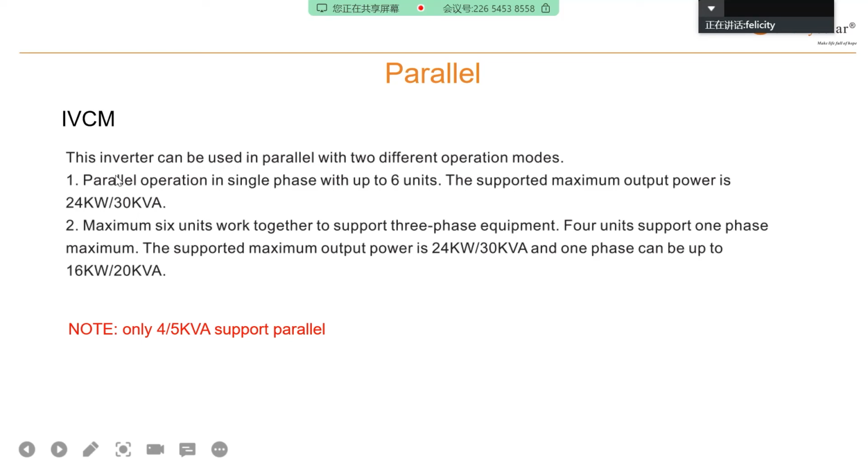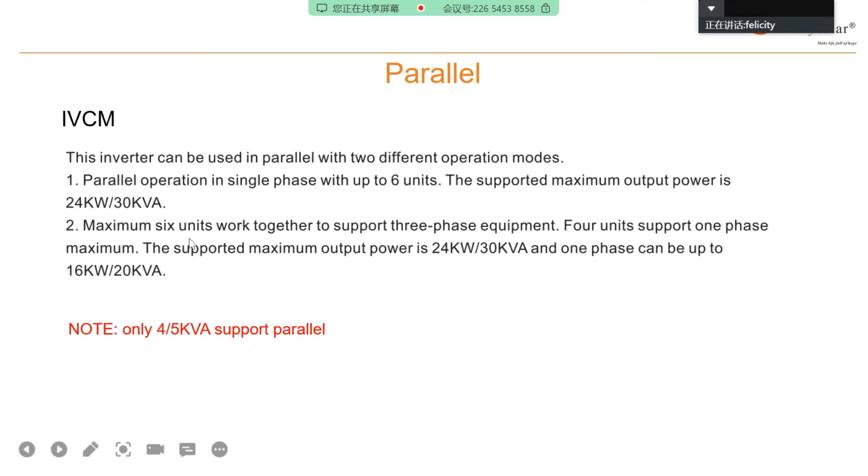The inverter can be used in parallel with two different operation modes. First one is parallel operation single phase, right? This is single phase parallel up to 6 units. The supported maximum output power is 24, meaning 30 kVA.